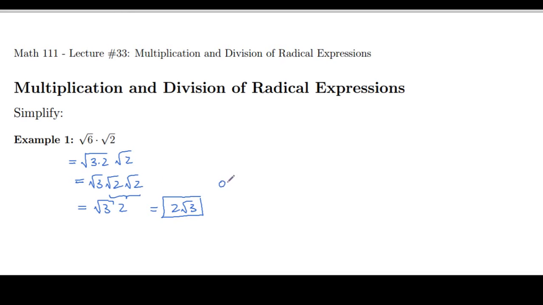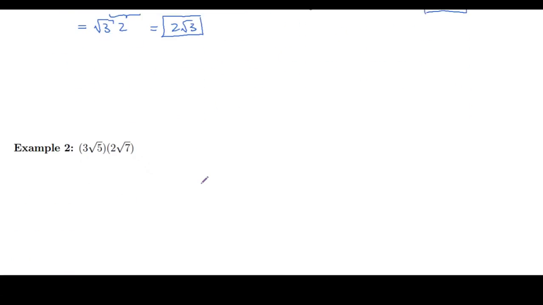Or we could write this as root 2 squared, and then you have that property that would give you the exact same answer in the end, which is 2, and that's 2 root 3. Okay? Two different ways that you could simplify that.